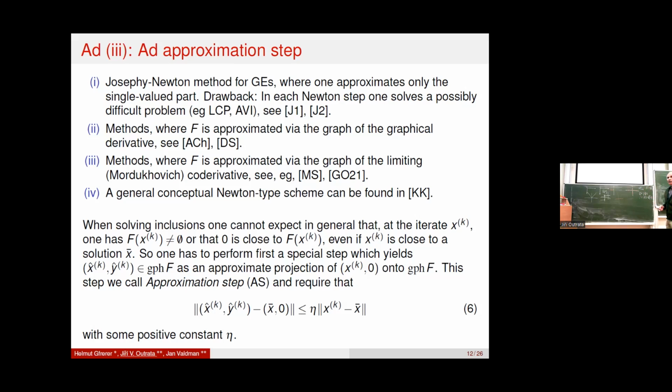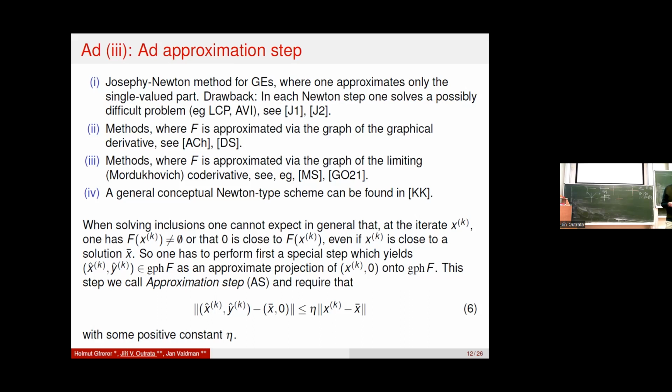His idea was actually to linearize for the Newton method only the single-valued part in a standard way, and he left the multivalued part intact. It seems to be a little bit strange, but nevertheless, this method found some good applications. The other methods, which are listed here, also of course linearize the single-valued part, but they also approximate in a certain sense the multivalued part. To this purpose, they are working with these tangent cones, which I have mentioned at the beginning.